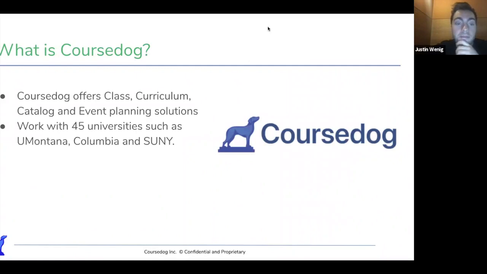Awesome. So quick background about Coursedog. Coursedog offers class schedule planning, curriculum planning, catalog publishing, and event scheduling solutions. Right now we work with about 45 universities, big schools like University of Montana or Columbia or SUNY institutions, and lots of small schools like Laguna College as well. If you're interested in learning about Coursedog, we have lots of case studies on our website, clients that have switched over from other platforms that they were using for these services. So I'd highly suggest that you take a look, and you'll have my email at the end of this. So if you have any additional questions about Coursedog, you're more than welcome to ask them.